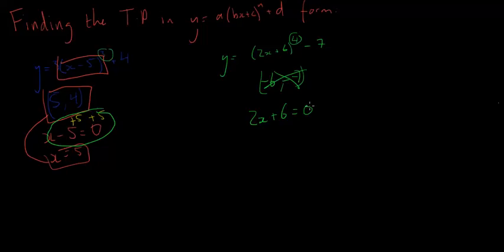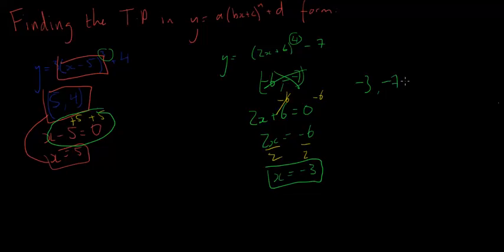We then have to solve for x. That ends up giving us 2x equal to -6, and then as we divide by 2, we're going to have x be equal to -3. So that's the x coordinate of our turning point. That means our turning point would be -3, -7.